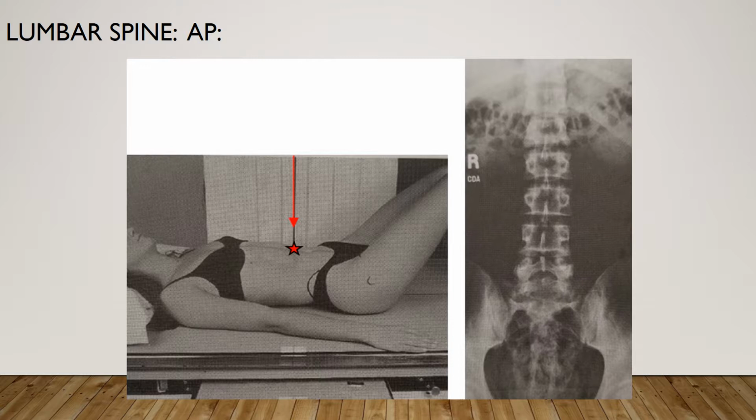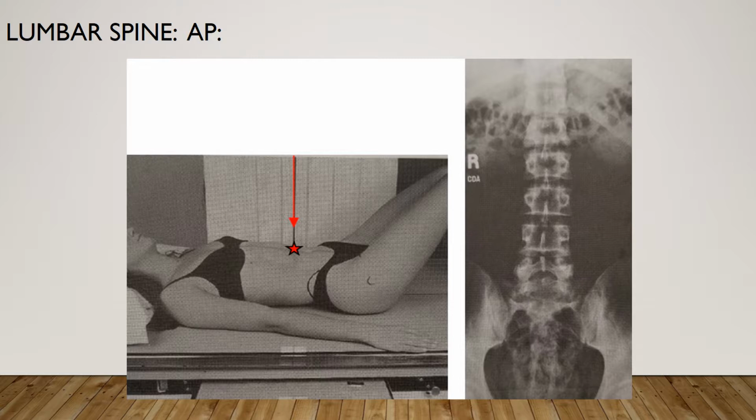Lumbar spine x-ray, AP. SID is going to be 40 inches. The patient is going to be supine. Now the patient can also be standing erect, but if they are supine, you want to make sure that you have the patient in the mid-sagittal plane centered to the IR. Flex the knees and hips enough to place the back in firm contact with the table. Central ray is going to be perpendicular to 1.5 inches above the iliac crest. Expose at the end of expiration.